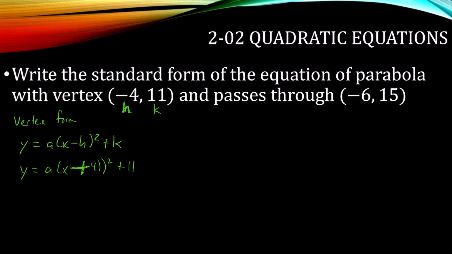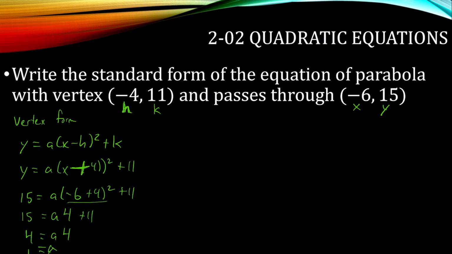But I don't know a. Okay, so I can take my other point and I can plug it in for x and y. Alright, so it'll be negative 6 plus 4 is negative 2, squared is 4. Subtract 11. Divide by 4, it looks like a is 1. So now we can get our answer. It's y equals a, which is 1, (x minus h) squared plus k.